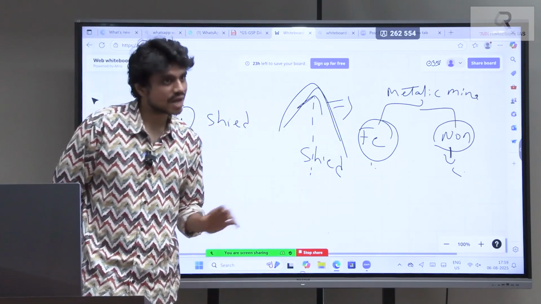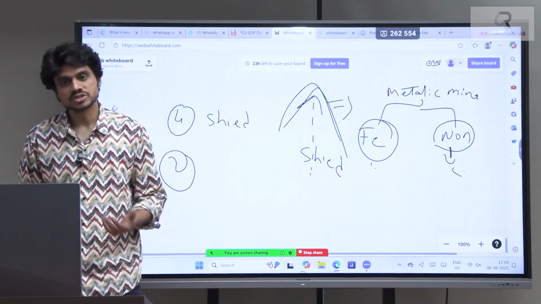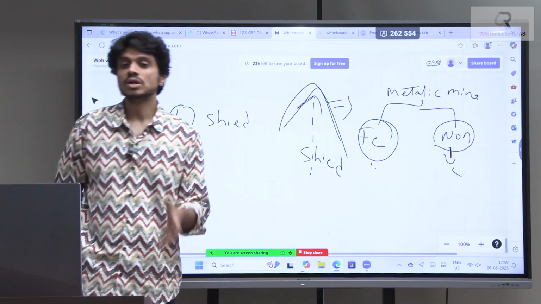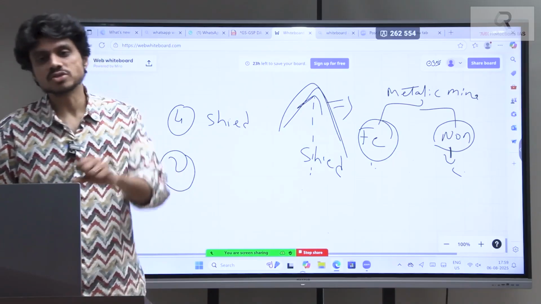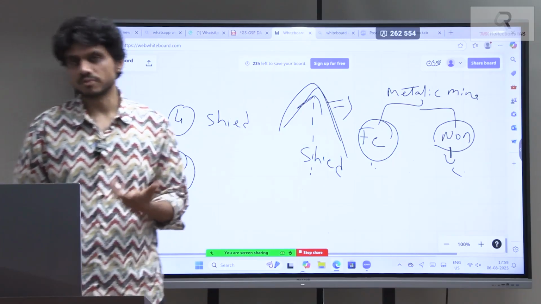So data, to gather the data, still there are flaws, still there are limitations. We are not able to properly monitor where all the resources are present and where we need to extract.